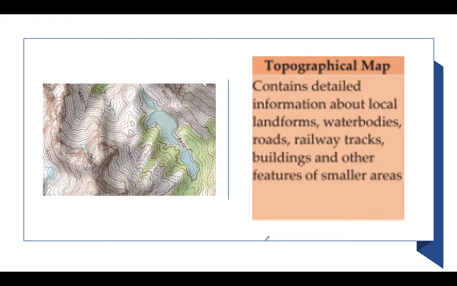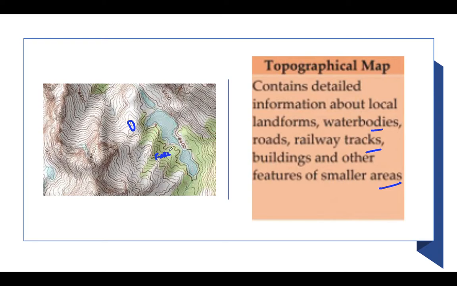Now the next one is the topographical map. What is a topographical map? It contains detailed information about local landforms, water bodies, roads, railway tracks, buildings, and other features of smaller areas. Through the contour lines you can get to know about the physical features, maybe mountains are there. In this sky blue part we can understand that rivers are there, and in the green part we can get to know that there might be forests.